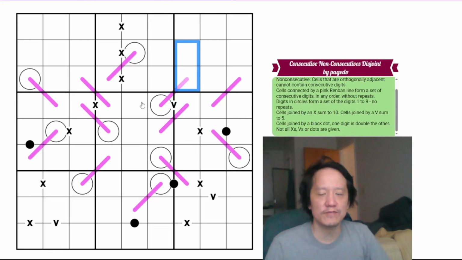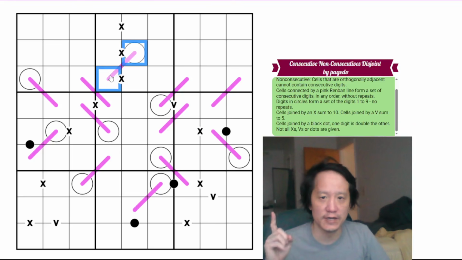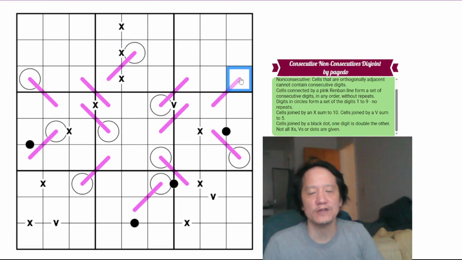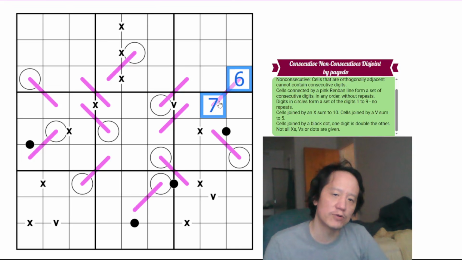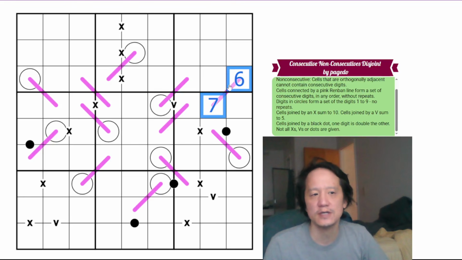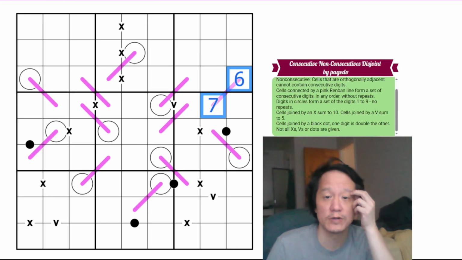We also have cells connected by a pink red band line form a set of consecutive digits in any order without repeats. So, for example, if this were, say, a 6, this would have to be 5 or 7. Again, they are not orthogonally adjacent, so that satisfies the non-consecutive rule set because they're not sharing an edge, but they have a red band line, so therefore they must be consecutive there. And that's an example of how red band lines work.